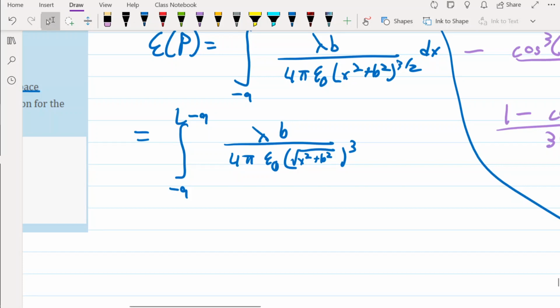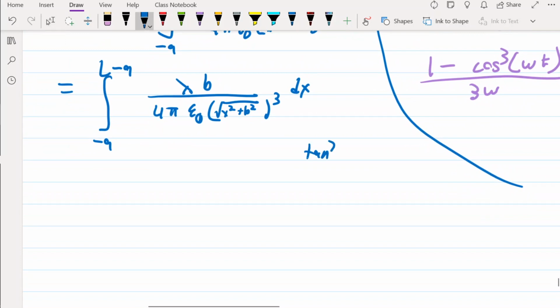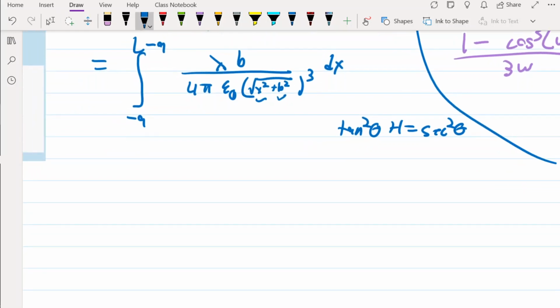Okay, so from here we're going to have to figure out what we want to use. Tangent squared theta plus 1 equals secant squared theta. We're going to want to use this one as we have a constant right there and our x right there. So we're going to set x equal, we want to get that b squared out of there, so we're going to set it equal to b tangent theta, which means our dx is going to be equal to b secant squared theta d theta.